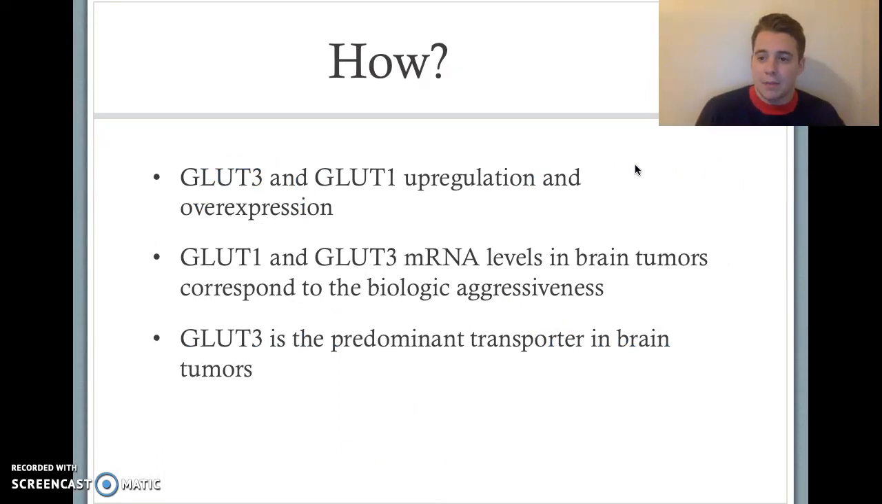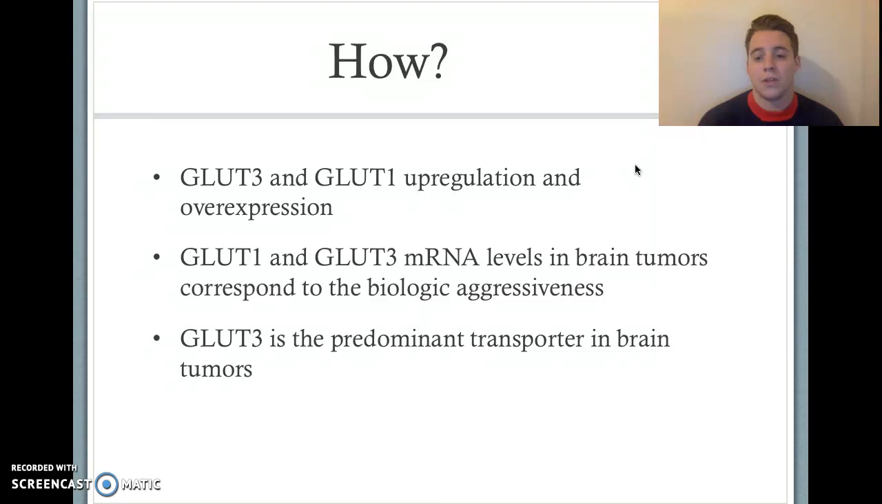Again, so how's this happening? These tumors are upregulating and overexpressing glucose transporter 3 and glucose transporter 1. And there are studies that support this. Glucose transporter 1 and glucose transporter 3 mRNA levels in brain tumors do correspond to the biologic aggressiveness of tumors. So they're saying it makes sense. We are finding increased levels, and it makes sense because they're growing and they need that energy.